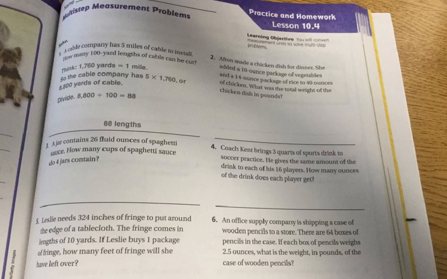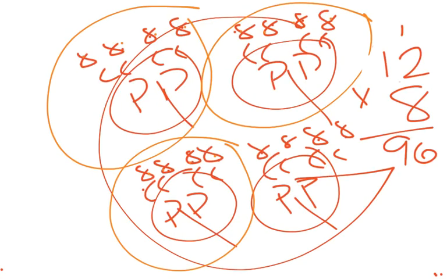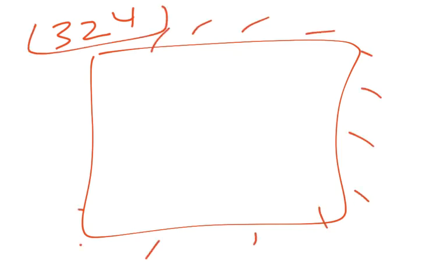Leslie needs 324 inches of fringe to put around the edge of a tablecloth. And the fringe comes in lengths of 10 yards. If she buys 1 package of fringe, how many feet will she have left over? Okay, so lots of things. So she needs 324 inches. That's what she needs to put fringe. You know what fringe is.